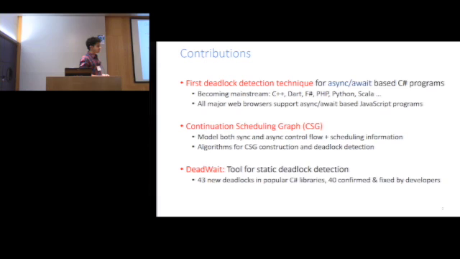So the way we solve this problem is to introduce a new program representation that I'll tell you about, the continuation scheduling graph. So unlike call graphs that model only synchronous control flow, we also model both synchronous and asynchronous control flow in addition to some scheduling information as to where continuations might get scheduled. And finally, we implement our algorithm in a tool for static deadlock detection. The tool is quite effective in practice, finding 43 new deadlocks in C# libraries, 40 of which were fixed by the developers.